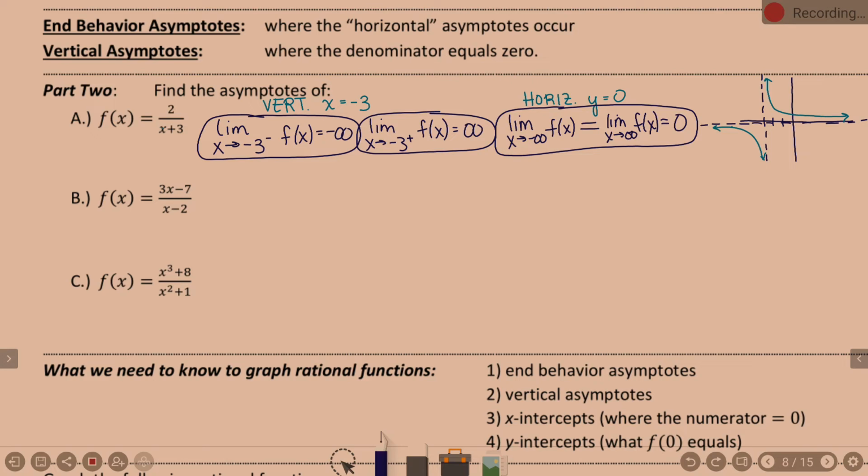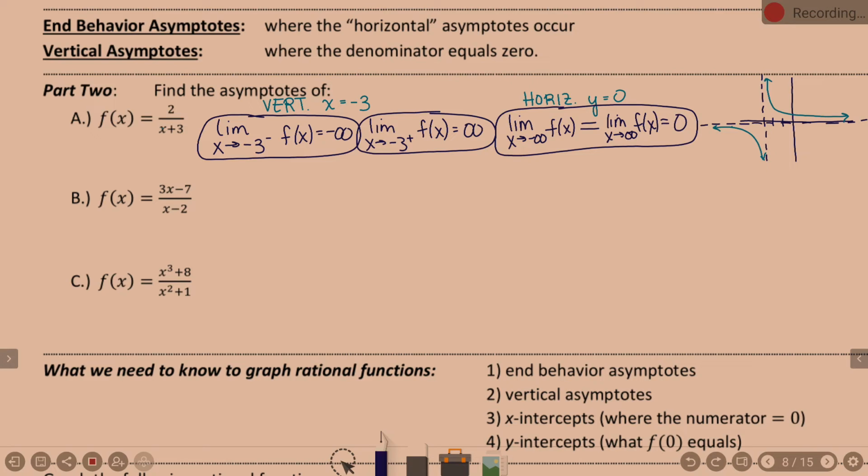Okay. Questions on A? Okay. We're definitely going to do B. We'll see. I may or may not do C. Trying to get the basics here. So B.